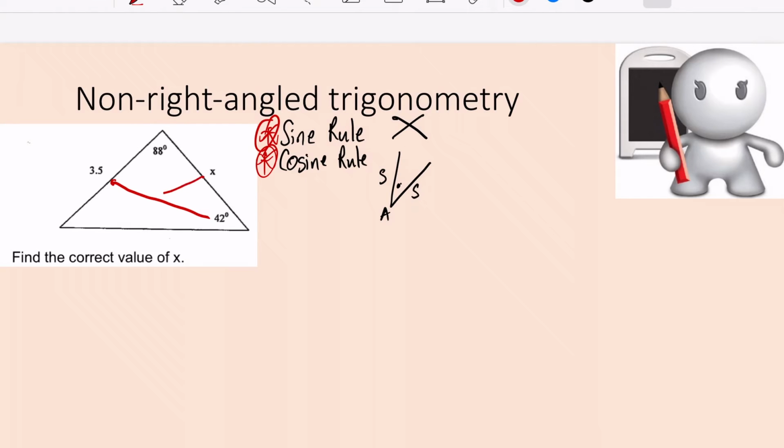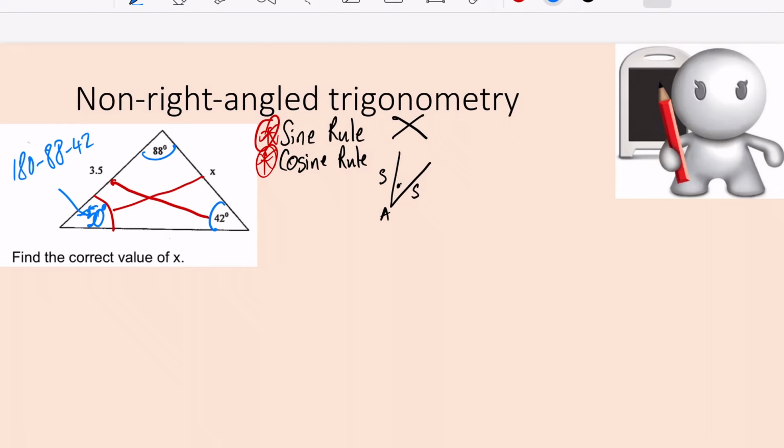We've been asked to calculate x, but I don't have the angle opposite x. But that's okay, because I can actually work it out, because I've been given these other two angles. Now 88 and 42 add up to 130. So if I do 180 degrees, because that's the angle sum of a triangle, take away 88 and take away 42, I'm going to end up with 50 degrees for this particular angle. So let's write in 50 degrees over here.